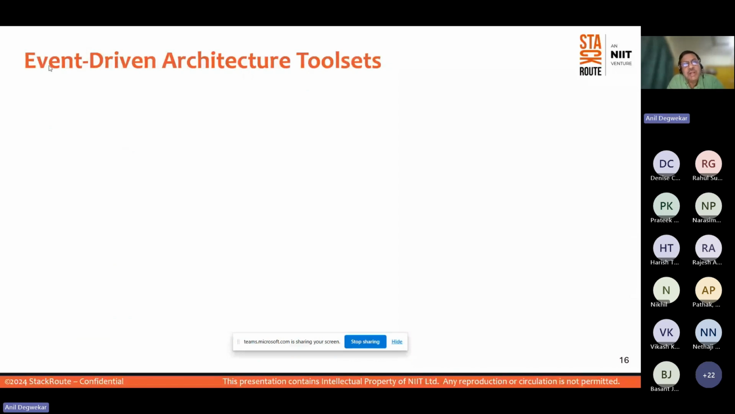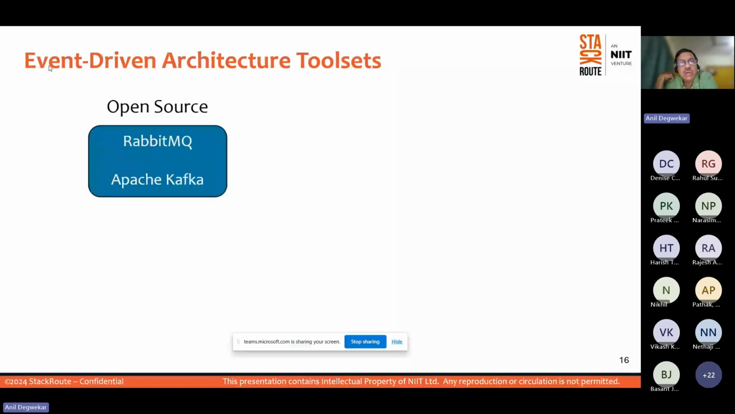Having given you an overview of what event driven architecture is all about, let's talk a little bit about what kind of tool sets, software, or packages we can use to implement this architecture. Coming to open source, there are two very important tool sets. One is RabbitMQ, another is called Apache Kafka. Both are open source, both are popular, and both have been used for event-driven architectures.